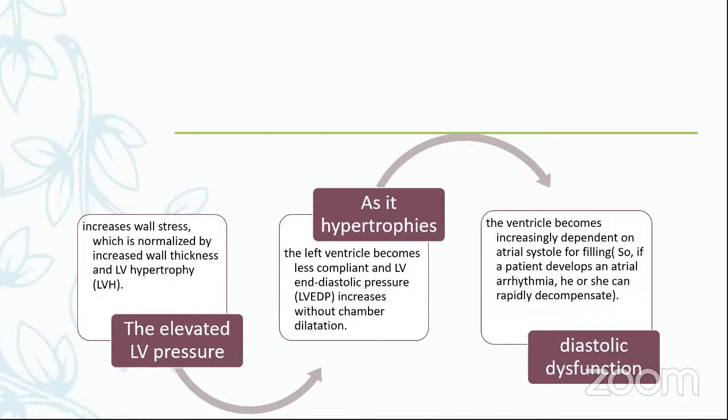As the ventricle hypertrophies, the left ventricle becomes less compliant, and the left ventricular end-diastolic pressure will increase without chamber dilatation. This leads to diastolic dysfunction. Then the ventricle becomes increasingly dependent on atrial systole. So if the patient develops any atrial arrhythmias, he will decompensate rapidly.